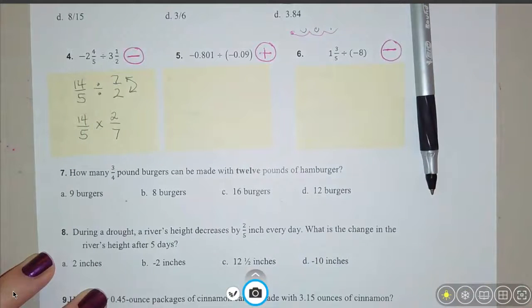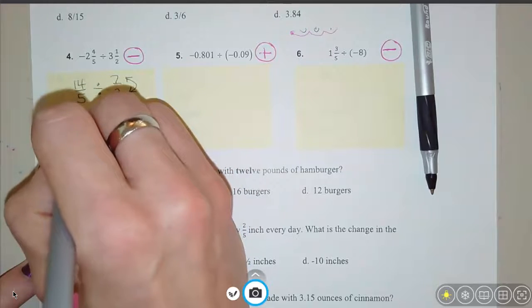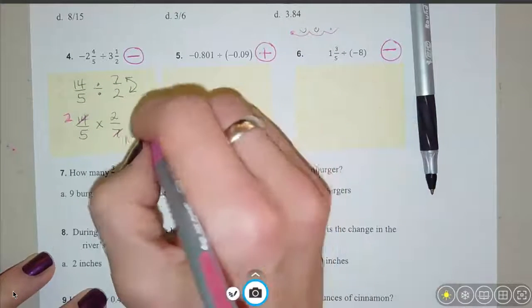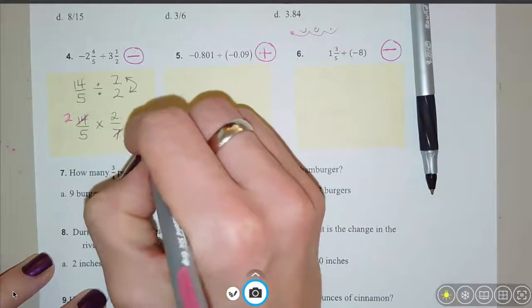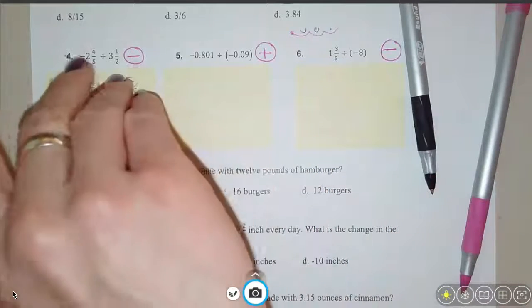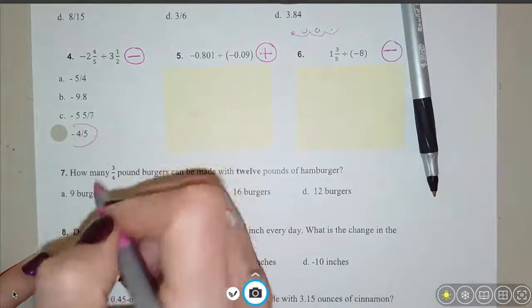Now I'm looking for things that would cross cancel. 7 goes into 14 twice, and 7 goes into 7 once. Multiply across the top, multiply across the bottom. And if you see, we said the final answer was going to be negative. So negative 4/5 is D.